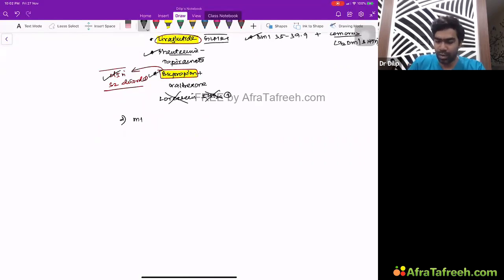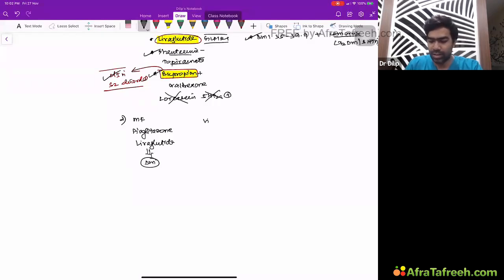Number one, metformin. Considered to be beneficial. It also produces weight loss, but not significantly. Pioglitazone is also considered to be beneficial to an extent. Liraglutide, apart from producing weight loss, is also considered to be beneficial as such in a patient with NAFLD. These are the drugs you can use in patients who are having diabetes mellitus. Vitamin E is supposed to be beneficial.